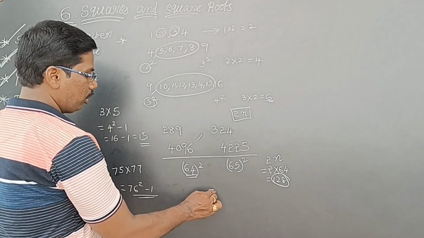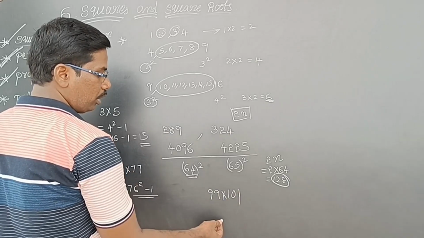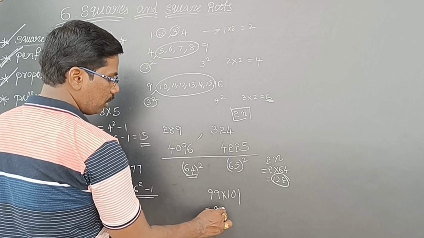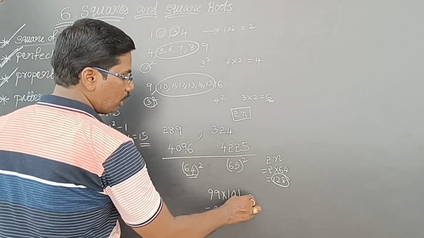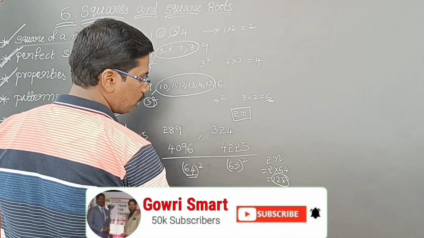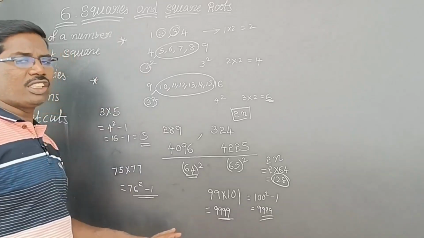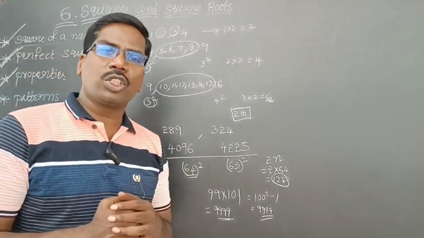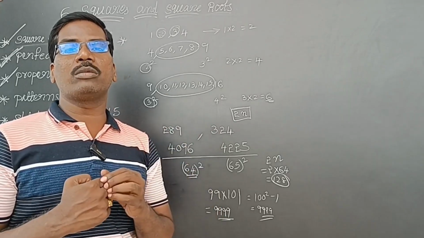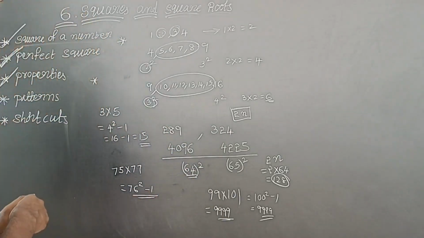For example, 99 into 101. This is a very easy answer. How did you get it? 100 square minus 1. That is 100 square, 10,000, minus 1 means 9,999. See here, like that you can do very easily. The product of any two consecutive odd numbers is nothing but the middle even number square minus 1.